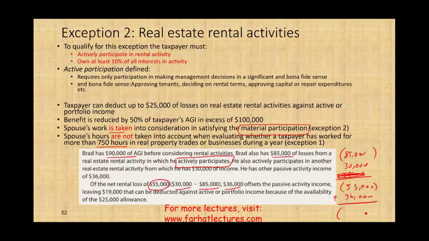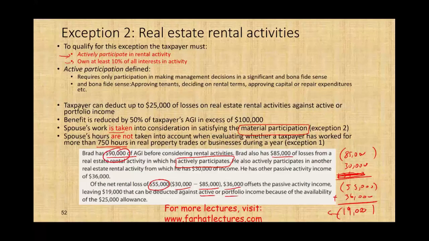What we're left with is still $19,000 in losses. Now this $19,000 in losses can be deducted against active or portfolio income. Why? Because I'm actively participating, and we're assuming here that Brad owned more than 10% of the property, at least, okay? So this $19,000 is deductible. And he's below 100,000, therefore there is no limitation for the deduction. Okay, so that's the 25,000.